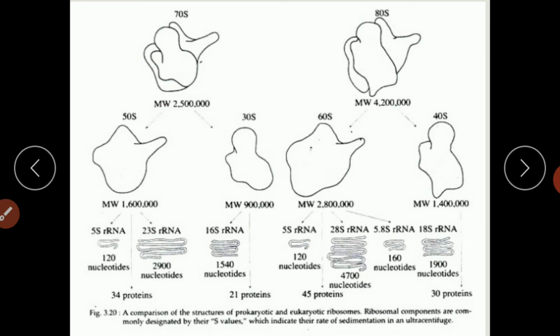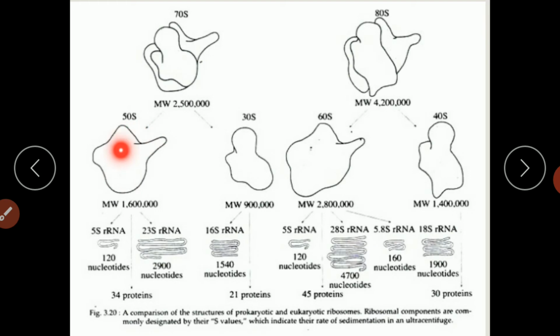So this 50S, the larger subunit of the ribosome, contains 5S ribosomal RNA and 23S ribosomal RNA, where the 23S rRNA is of 2900 nucleotides, and the 5S rRNA is of 120 nucleotides. Then this is the ribosomal RNA content, but this subunit also contains some protein molecules, that is 34 protein molecules.